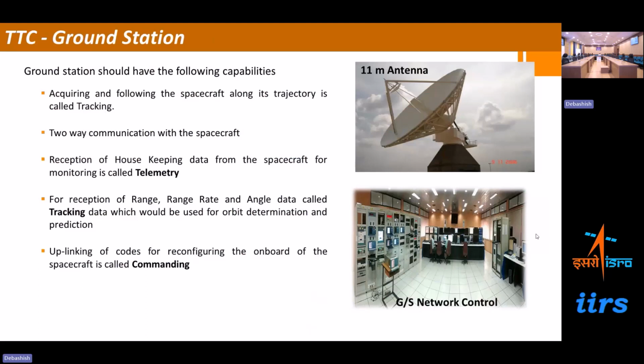So we have to establish this two-way communication. Reception of the housekeeping data from the spacecraft for monitoring is called the telemetry. If you just remember, we have talked about the 7 subsystems. Those subsystems, individual packages, their health parameters, like the battery, how much current and voltage it has, the solar array, how much current it is generating, along with many other parameters. Now, all of these parameters will be coming through the TTC antenna, which is onboard. So that is called the telemetry.